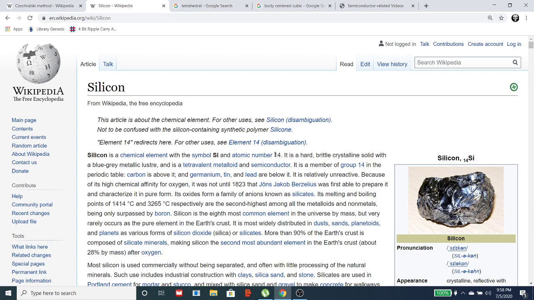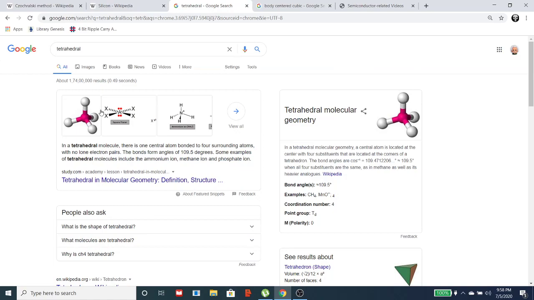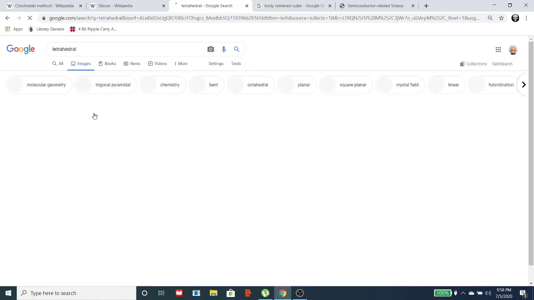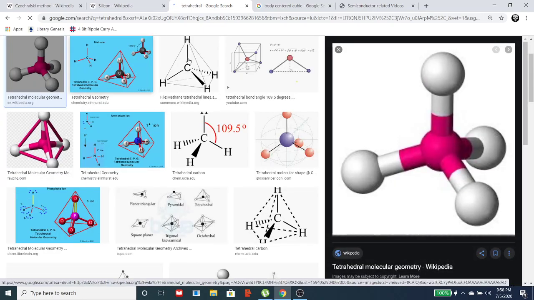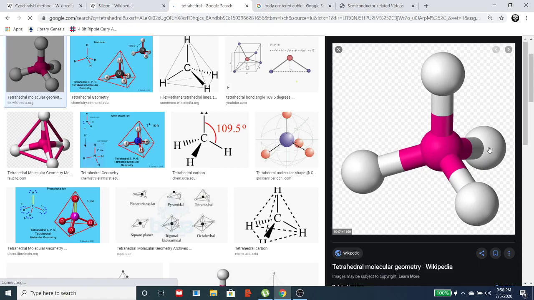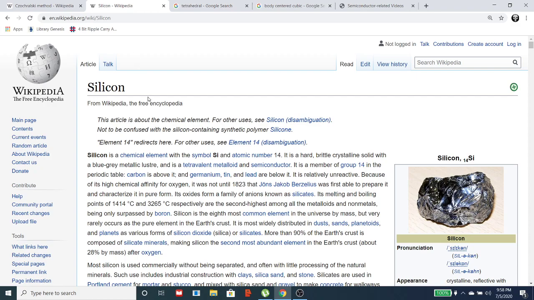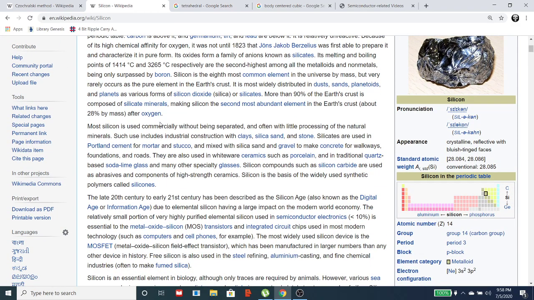Silicon has a tetrahedral structure that you can see here in this picture. There are 4 corner atoms, and on every side it has all 4 silicon atoms. That is the chemistry of it.